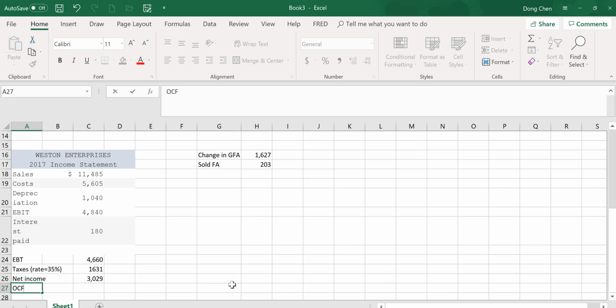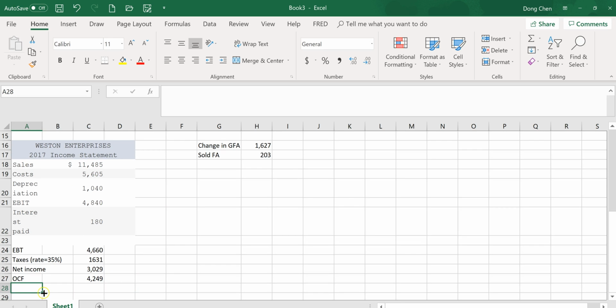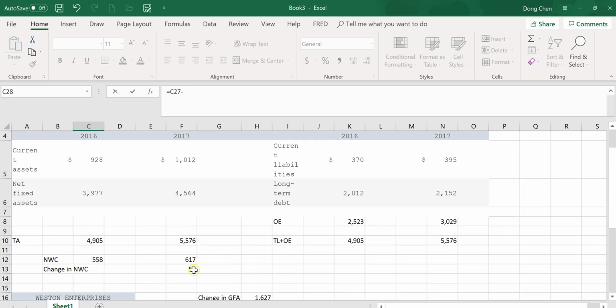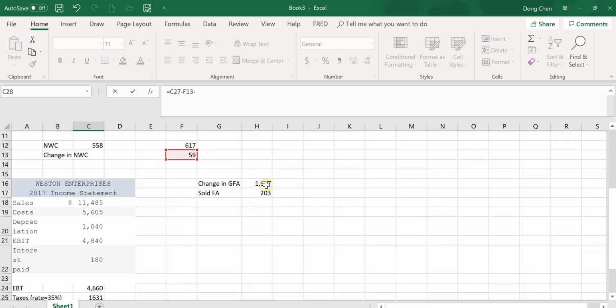So now with that, we can calculate OCF, operating cash flow, which is simply the EBIT, right? We start from EBIT, remember? Plus, we add back depreciation because depreciation is not a cash outflow. So we need to add it back, and then we need to deduct taxes. So that's our OCF. So now with this number, we can calculate cash flow from assets, which is OCF minus the change in NWC, which is here, and then minus the change in gross fixed assets, which is the net capital spending.